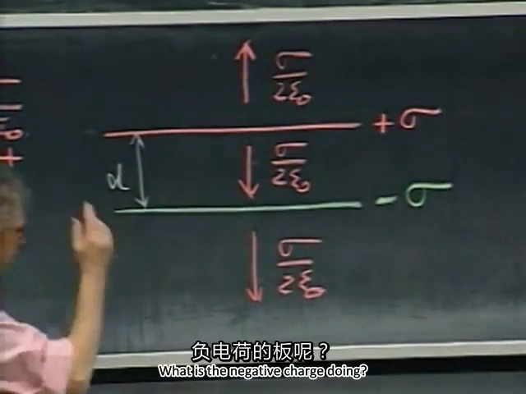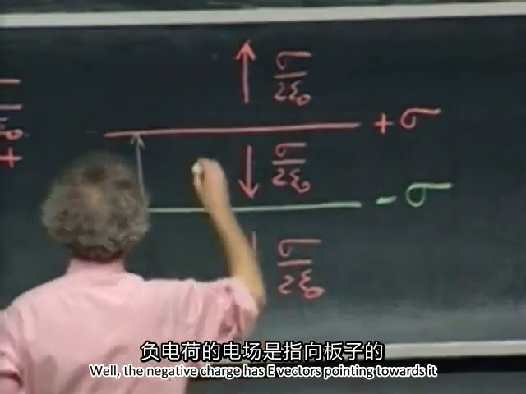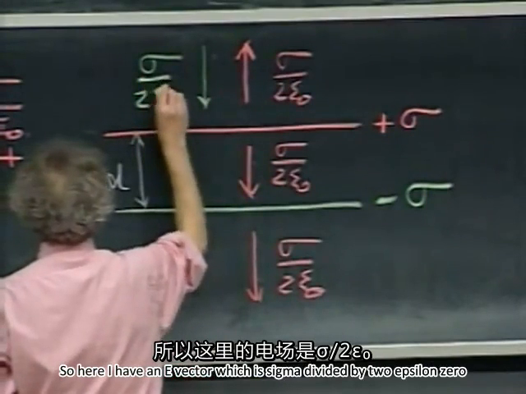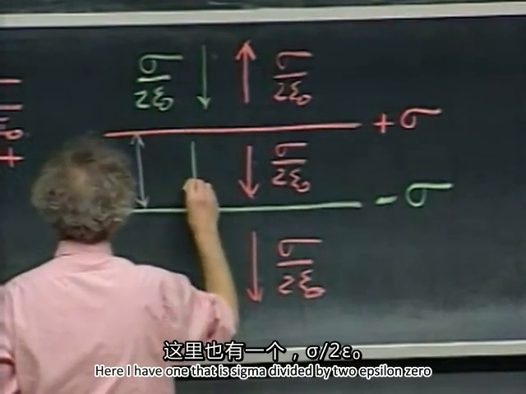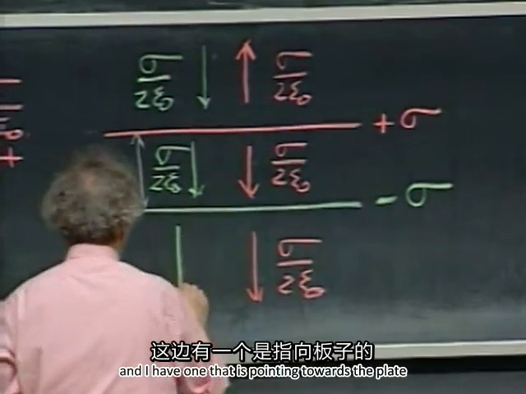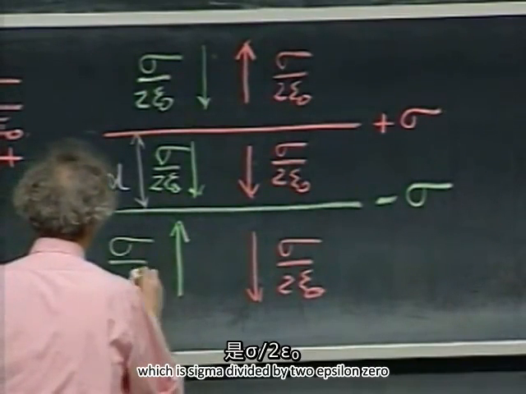What is the negative charge doing? Well, the negative charge has E vectors pointing towards it. So here I have an E vector which is sigma divided by 2 epsilon 0. Here I have one that is sigma divided by 2 epsilon 0. And I have one that is pointing towards the plate, which is sigma divided by 2 epsilon 0.